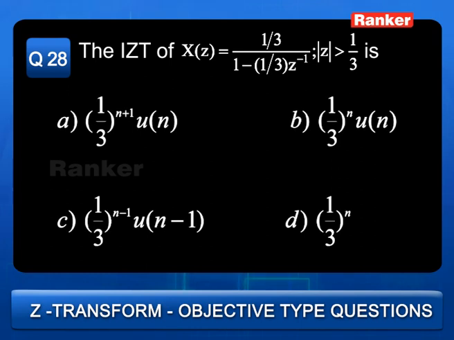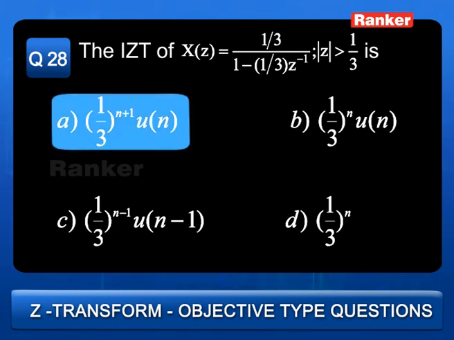The next question is the inverse z transform of X(z) is equal to (1/3)/(1 minus (1/3) z^(minus 1)), mod z is greater than 1/3: A, (1/3)^(n plus 1) u(n); B, (1/3)^n u(n); C, (1/3)^(n minus 1) u(n minus 1); and D, (1/3)^n. So, the answer is A, that is (1/3)^(n plus 1) u(n). That is the question number 28.